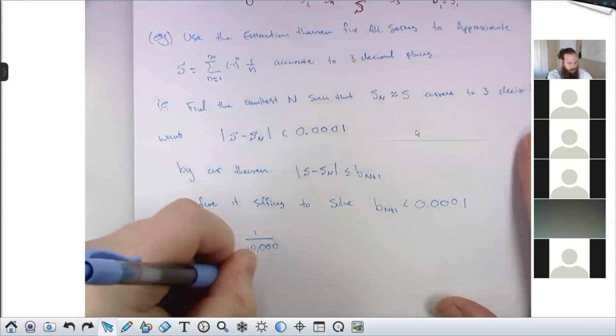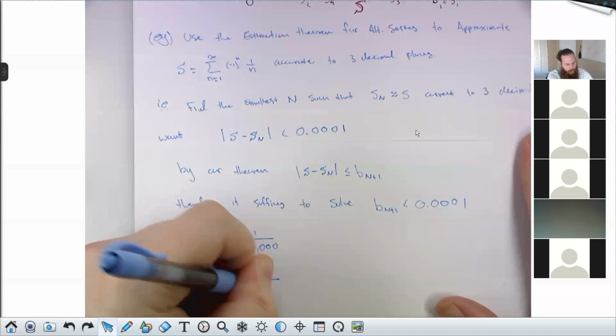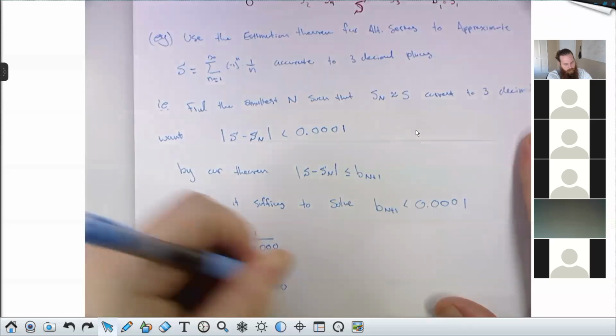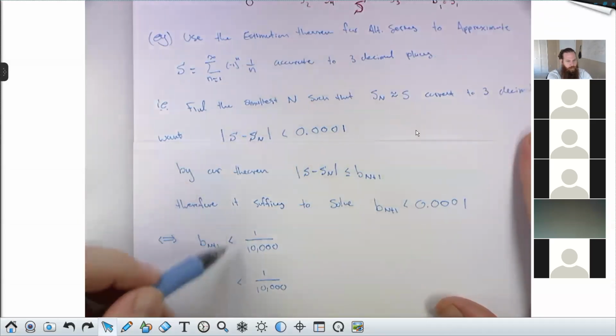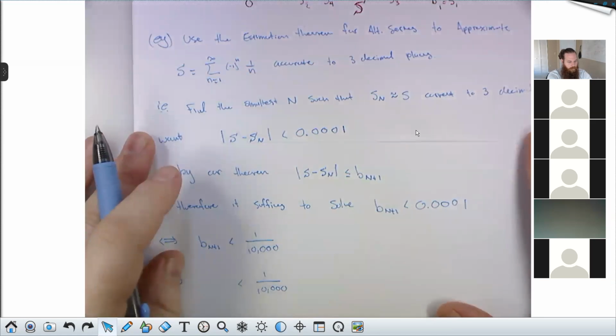Can you repeat that? So the right-hand side of this inequality is 1 over 10,000. What is the left-hand side? What is b sub n plus 1? What goes here? 1 over 10,000 plus 1.